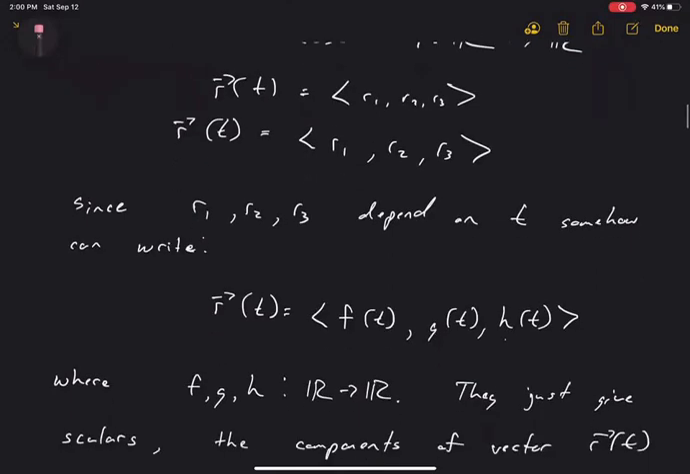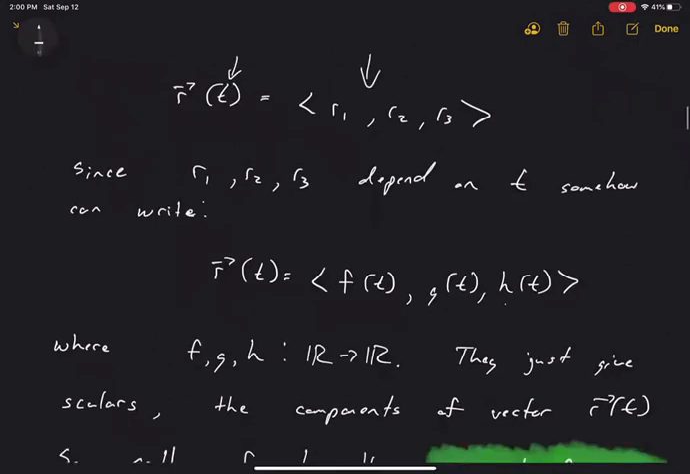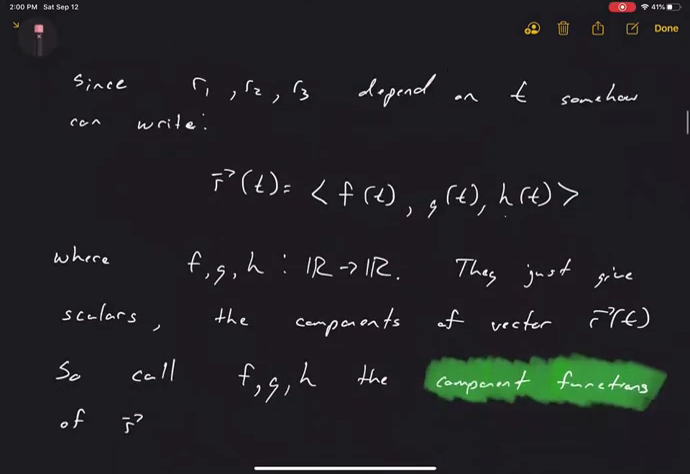Now, since this vector here is a function of my t, this vector and all of its components depend on this number t. Okay, so in some way, this r1, we have to be able to write that in terms of t somehow. And same thing with r2 and r3. So we can actually be a bit more specific. We can say this vector valued function, we can write that as a vector whose components are f of t, g of t, h of t.